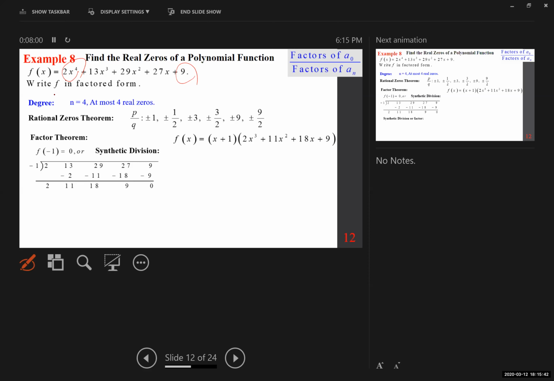So let's give everybody a minute before I put up the synthetic division to make sure you remember how to do it. That sounds good? Okay, give it a shot. Synthetic division on 2x cubed plus 11x squared plus 18x plus 9, which means you're going to write 2, 11, 18, and 9, and you're going to put negative 1 and work on it and see what you get.